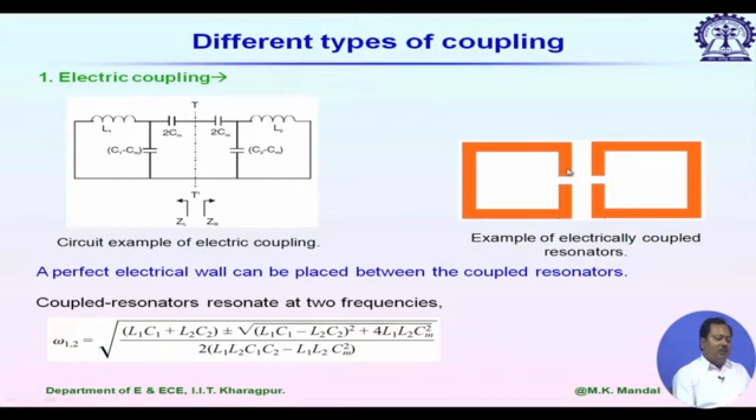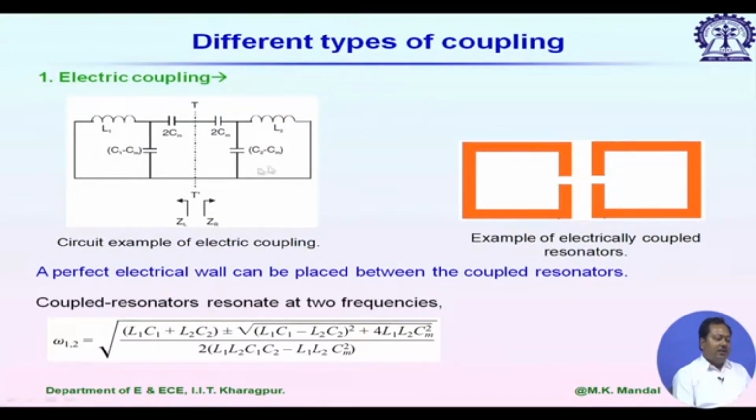Here again we are showing an open loop resonator, and these gaps are facing each other. In this case, energy is transferred from one resonator to another resonator by fringing electric fields, and we call it an electrically coupled resonator system. In the equivalent circuit, since the coupling is through the electric field, we can represent it by a capacitor.